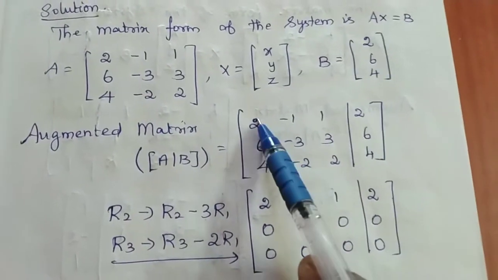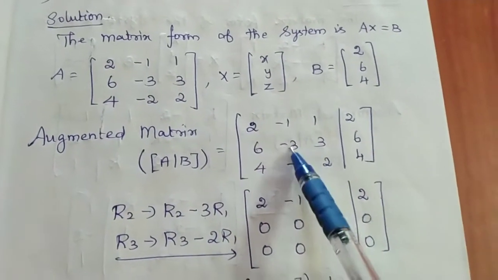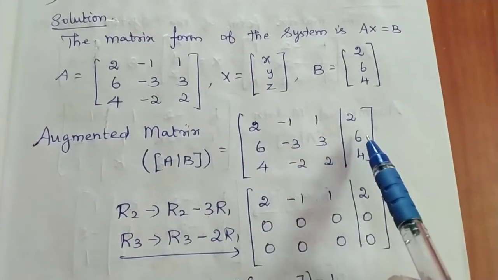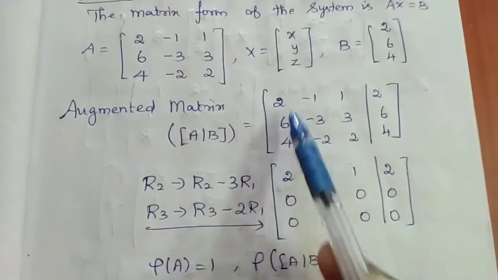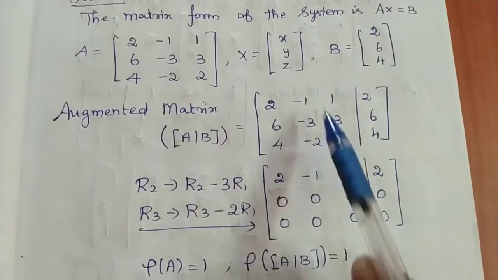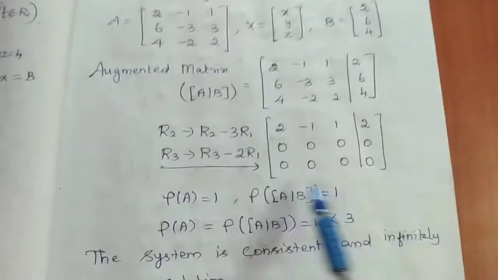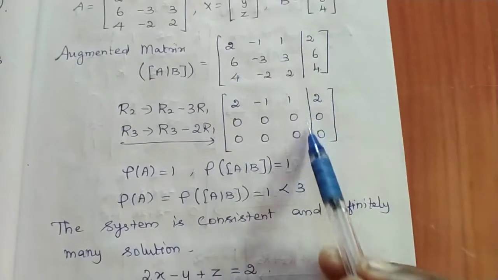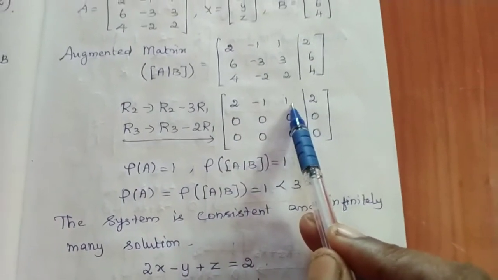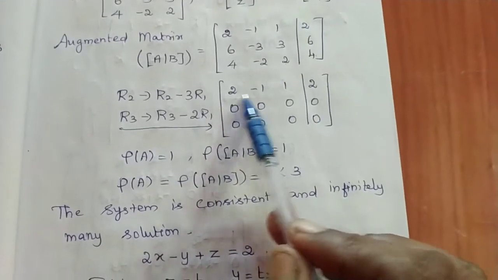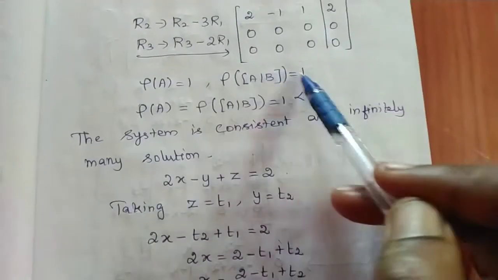Multiplied by 3 means subtract: minus 3 plus 3 is 0, 3 minus 3 is 0, 6 minus 6 is 0. Similarly, multiplied by 2: 4 minus 4 is 0, minus 2 plus 2 is 0, 2 minus 2 is 0, 4 minus 4 is 0. See that the rank of A equals 1, one non-zero row. Rank of A by B also has one non-zero row, so the value is 1, 1.